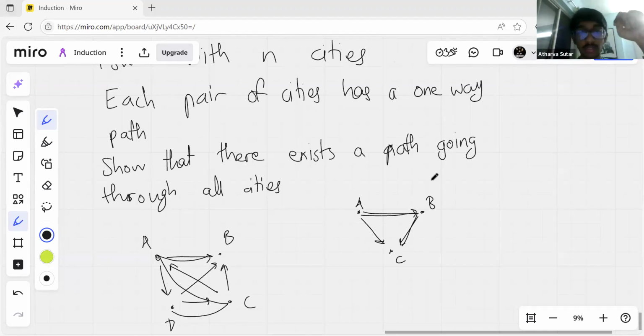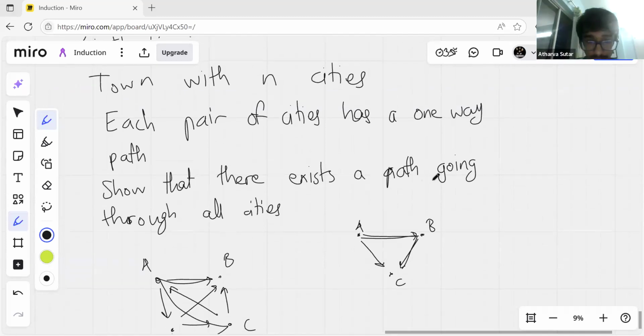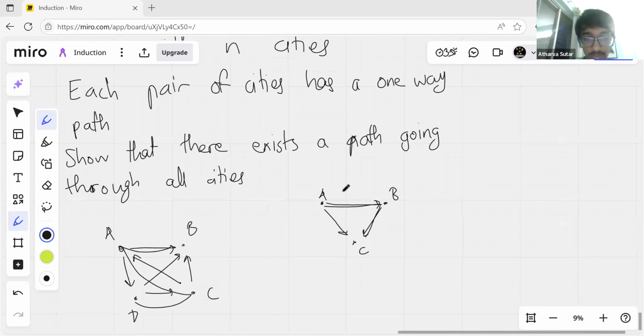Yes, it is necessary that every pair of towns has a path. Nikhil, you are saying that if there is a path for n cities, then there will be a path for n plus one cities. But what is your argument? Can you explain exactly?